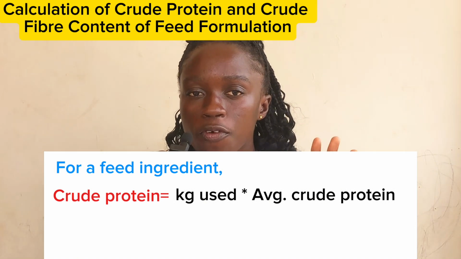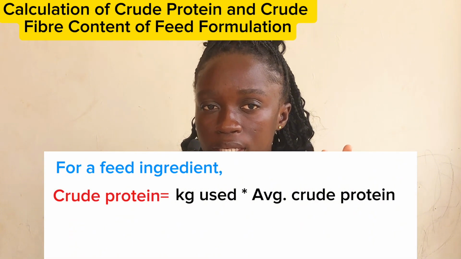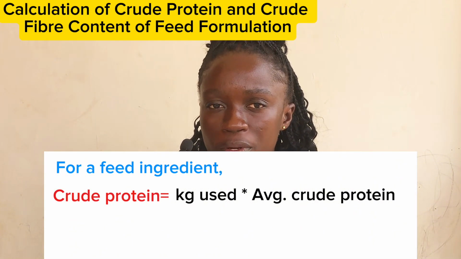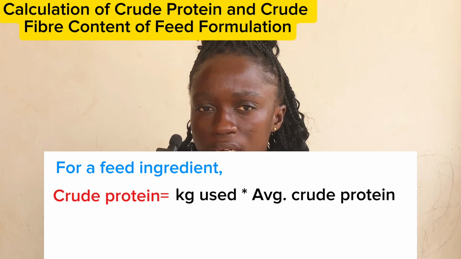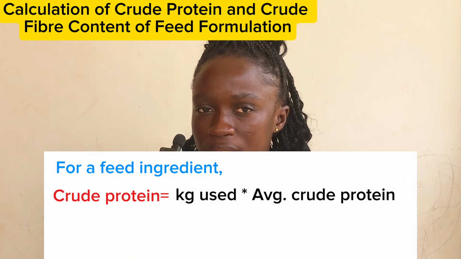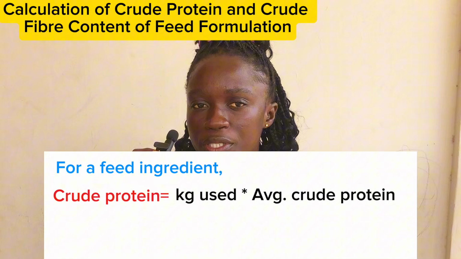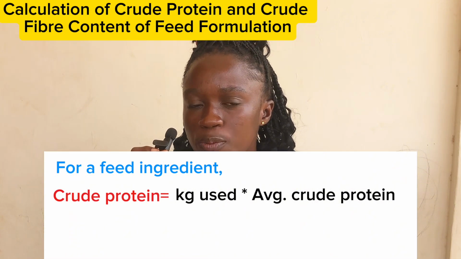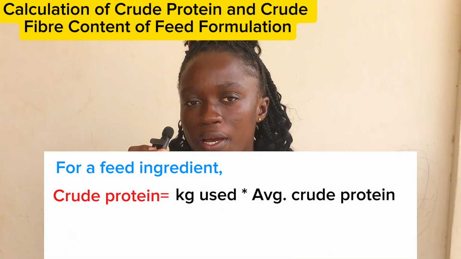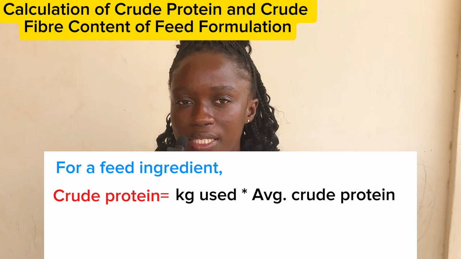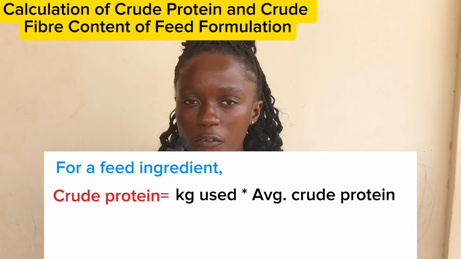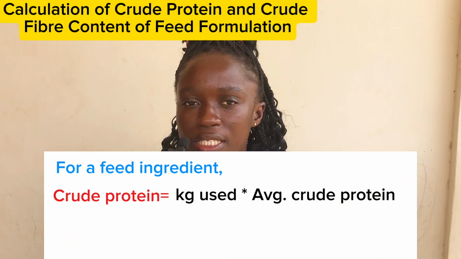So let's say you've used 10 kilograms of maize, right? And you want to find the crude protein content of that 10 kilograms of maize. It is going to be the kilograms of the ingredient, which is 10, times the average crude protein content of maize, which is 8.23%. So now you have 10 times 8.23%. The answer that you get is the crude protein content of the kilograms of ingredient that you've used.